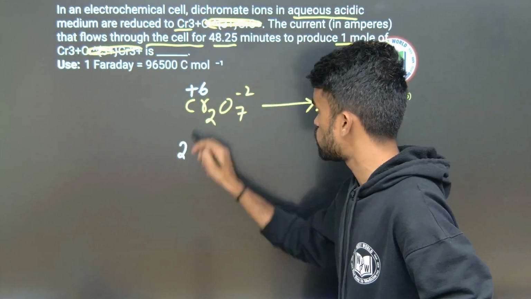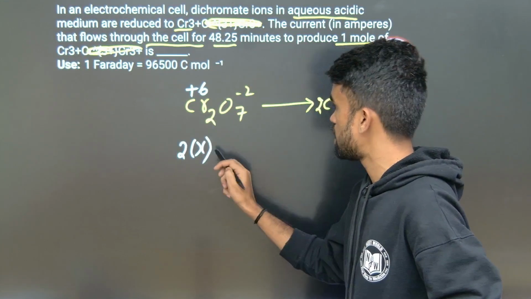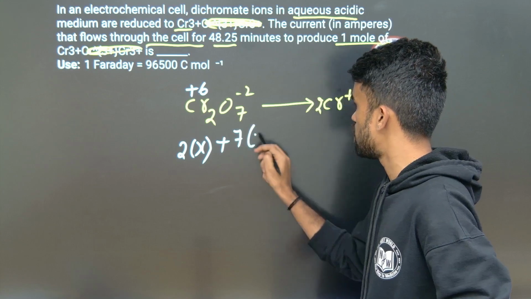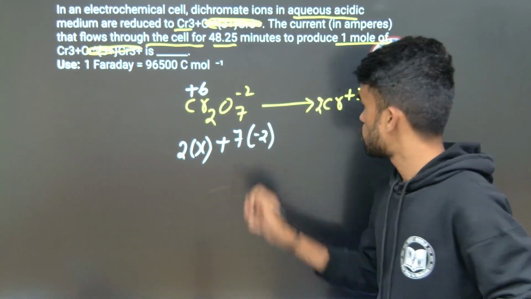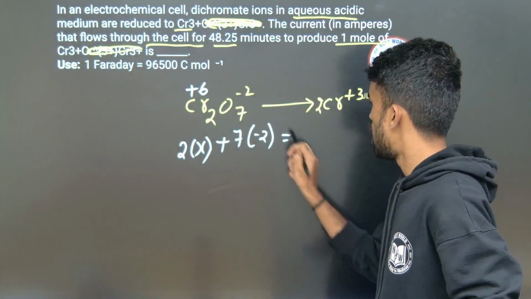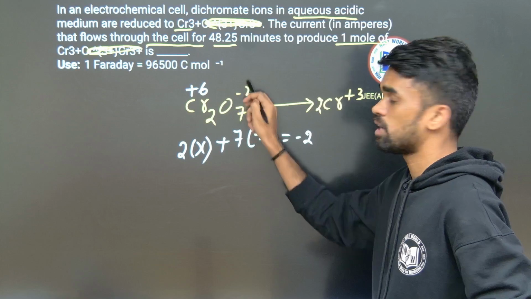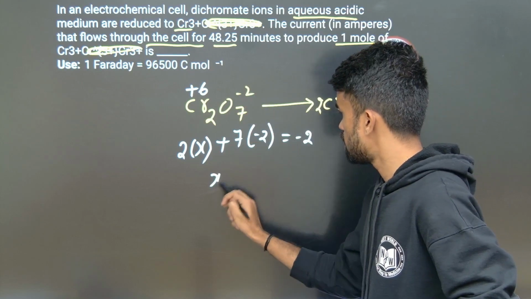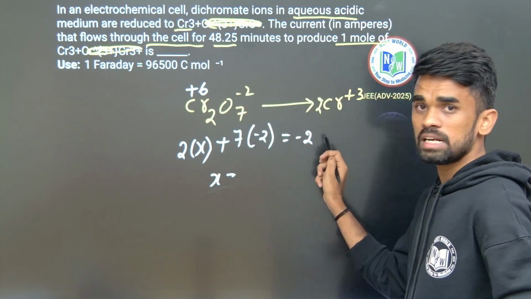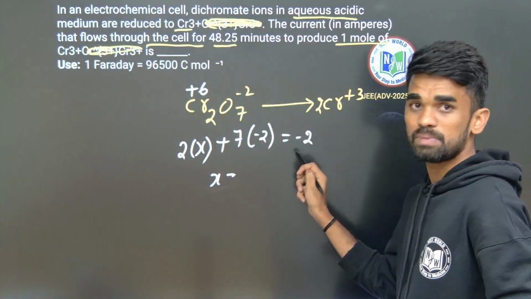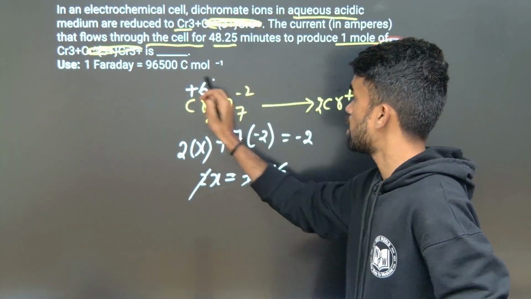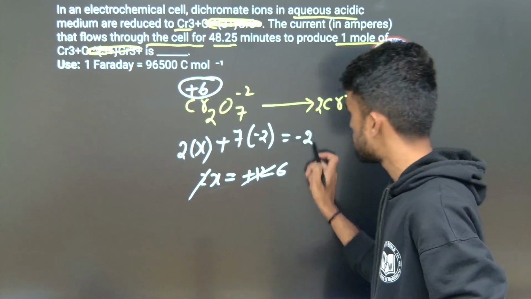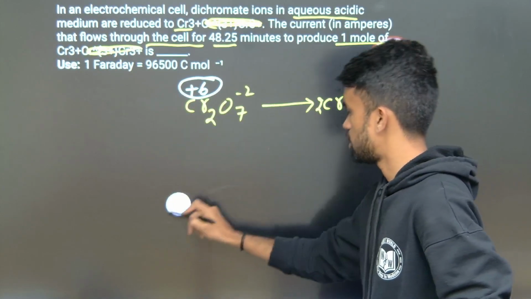Let us consider we have 2 chromiums here, each one has x, and 7 oxygens are there, 7 into minus 2, because oxygen is divalent and electronegative, so minus 2 for each oxygen. The overall charge equals the total charge, here we have minus 2. So we get minus 14, if we send this side it becomes plus 14 minus 2, which means plus 12 by 2, so it will be 6. That's why I have written 6 here. Hope it is clear.